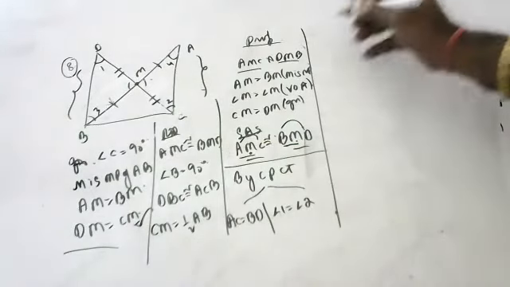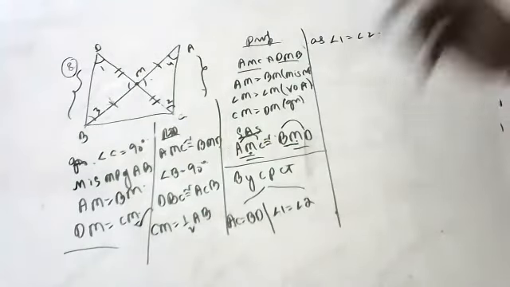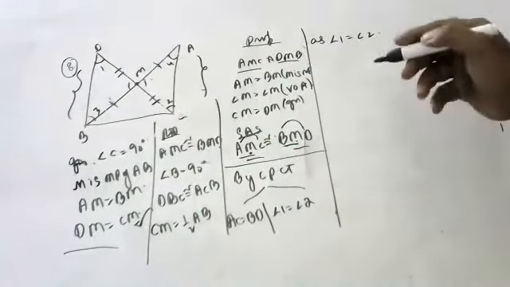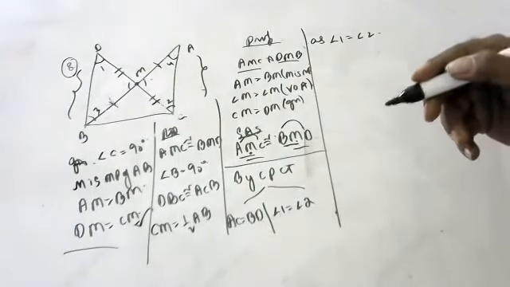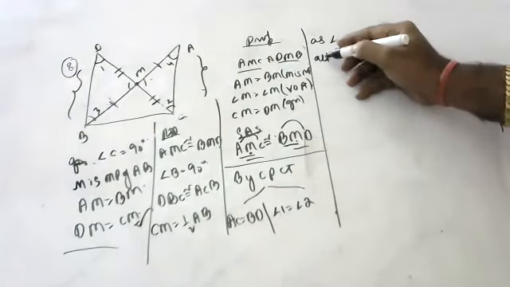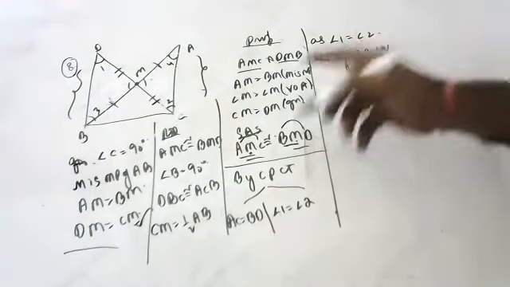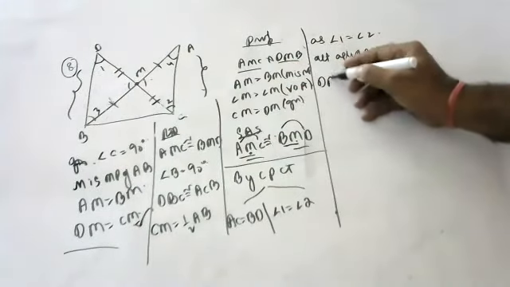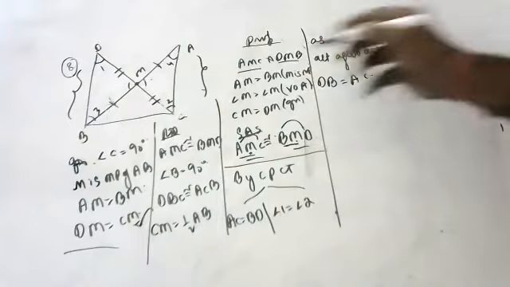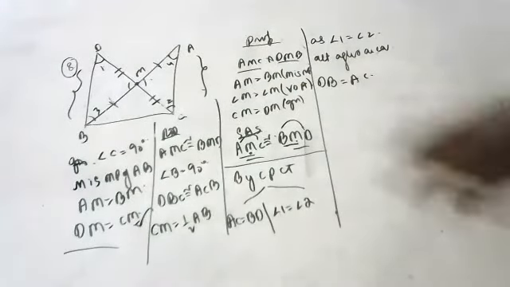Now, children, seriously speaking, as angle 1 is equal to angle 2, what we can say, children? Alternate angles are equal. As alternate angles are equal, can I say BD is parallel to AC? BD is parallel to AC because alternate angles are equal. How are alternate angles equal? We are not even understanding.